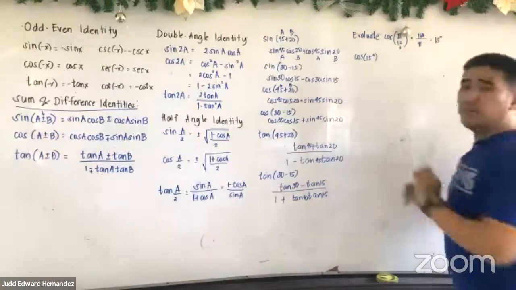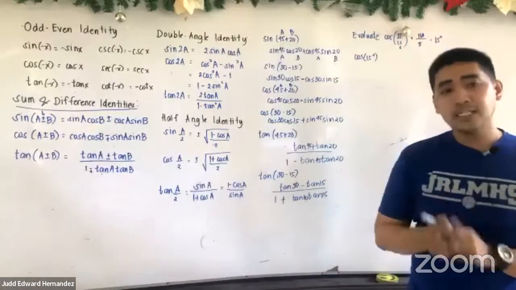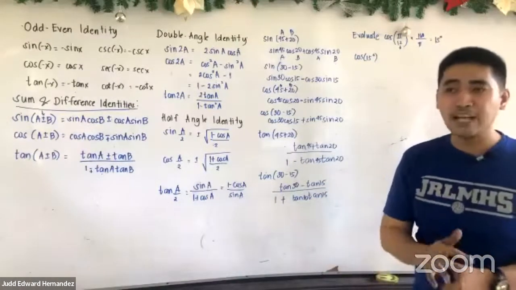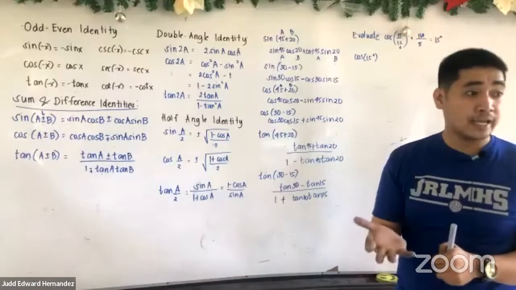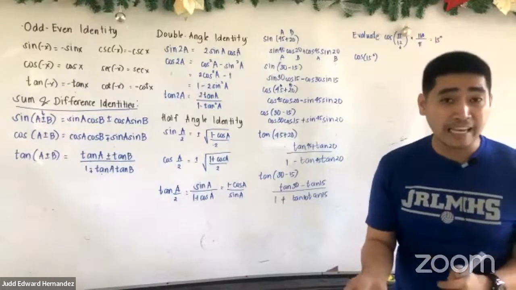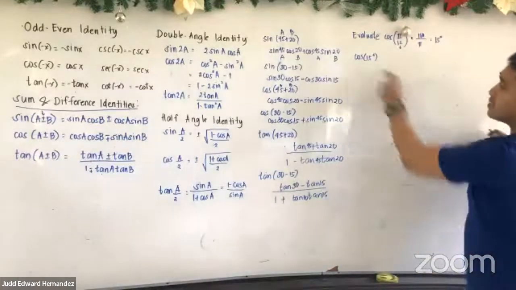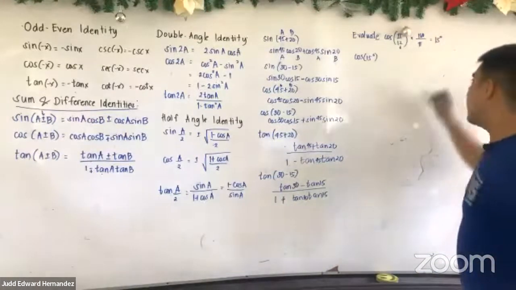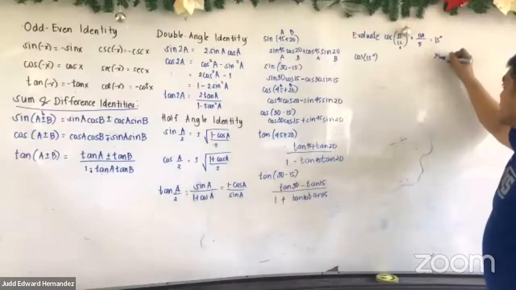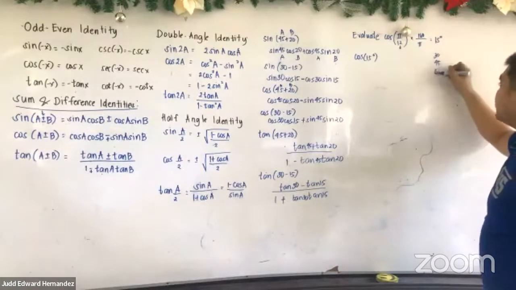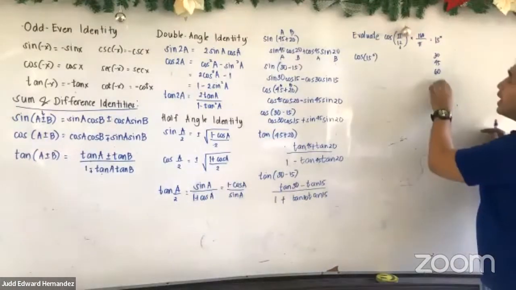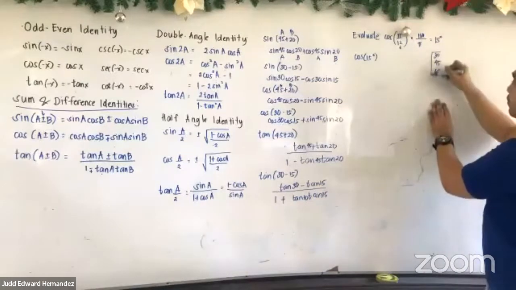And how do we evaluate? Paano natin malalaman? Is 15 degrees a special angle? Paano natin malalaman yung exact value niya? Is 15 degrees a special angle? Hindi po. No, it is not a special angle. The special angles are just 30, 45, and 60. But look at this, 30, 45, and 60.